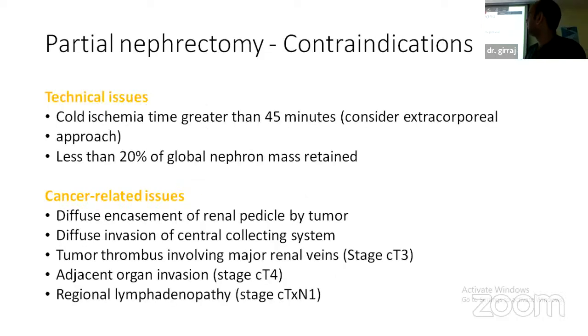Contraindication of partial nephrectomy: if the cold ischemia or warm ischemia time is prolonged, or less than 20% of global nephron mass is retained, there is a chance of hyperfiltration or increased creatinine. Cancer-related issues: diffuse encasement of the renal pedicle by tumor, diffuse invasion of the central collecting system, tumor thrombus involving the major renal vein, adjacent organ invasion, or regional lymphadenopathy. If these factors are present, partial nephrectomy is contraindicated.